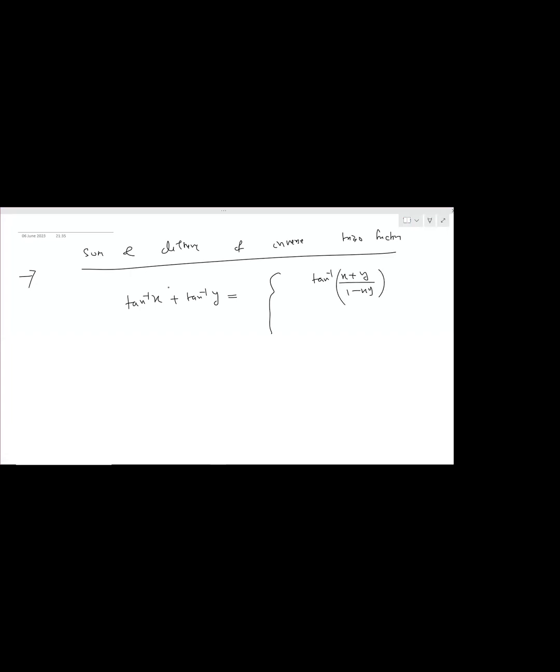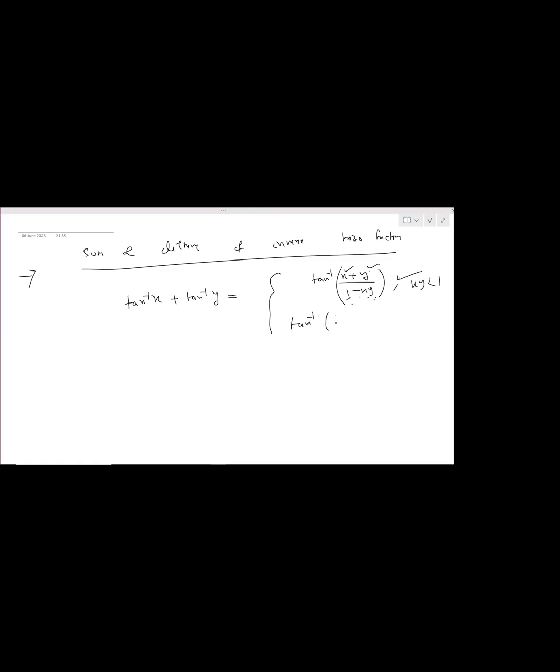Can you tell me the formula of tan A plus B? Tan A plus tan B upon 1 minus tan A tan B. So do you see any similarity? x plus y upon 1 minus xy, right? Tan A plus tan B upon 1 minus tan A tan B. So this way you can remember the formula. And this is not only one, it has actually three formulas. Here xy is less than 1.